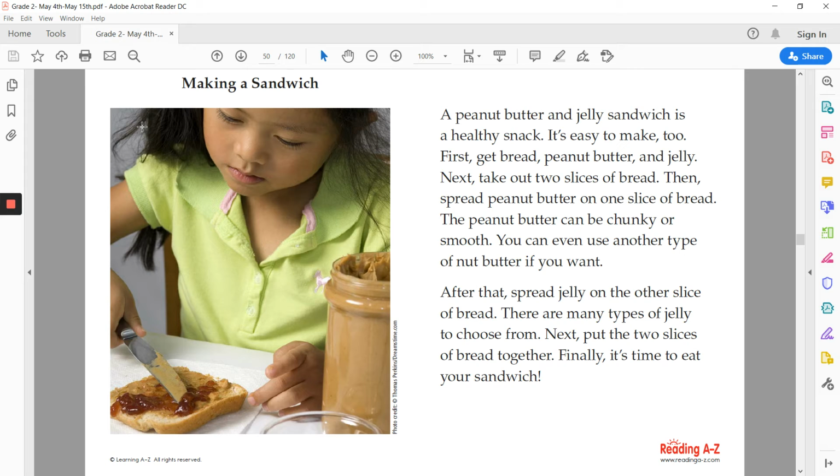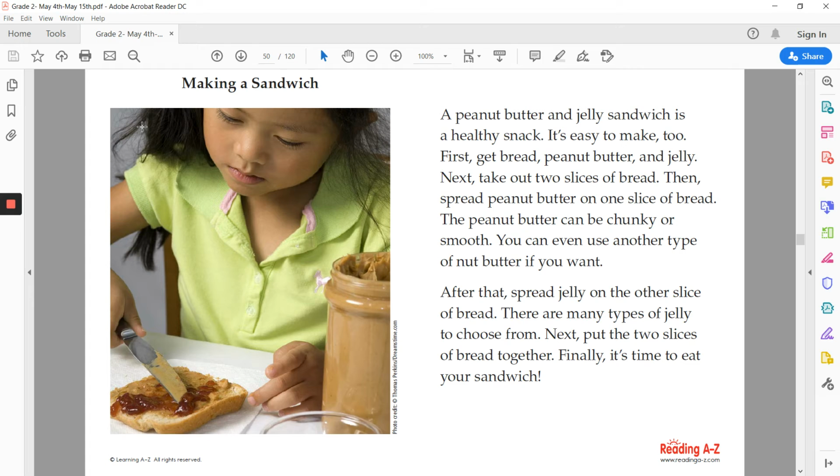You can also make a mental picture in your mind of how the author is describing the way that you make a sandwich. That will help you keep track of those details because the author really wants us to understand that the order is important.